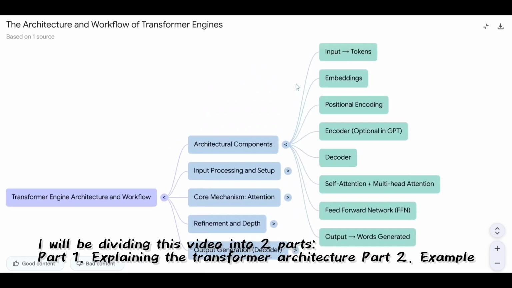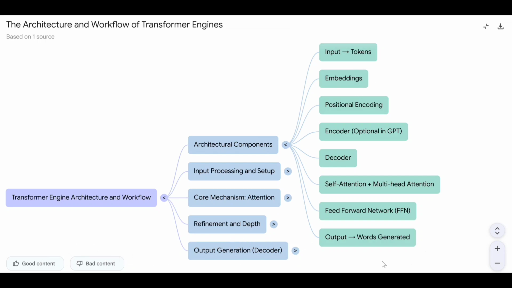We will understand the components of a transformer architecture. So these are the components. The first thing is input. When an input is given, it will convert that input into tokens. And as the computer can't understand these tokens because they are in English, the only thing it can understand is numbers. So the transformer tries to convert these tokens into numbers, and that process is known as embeddings.